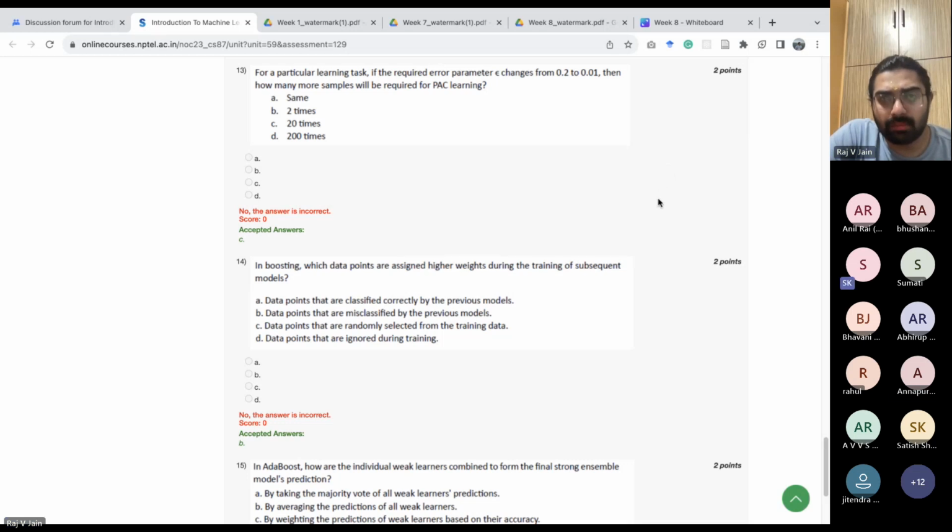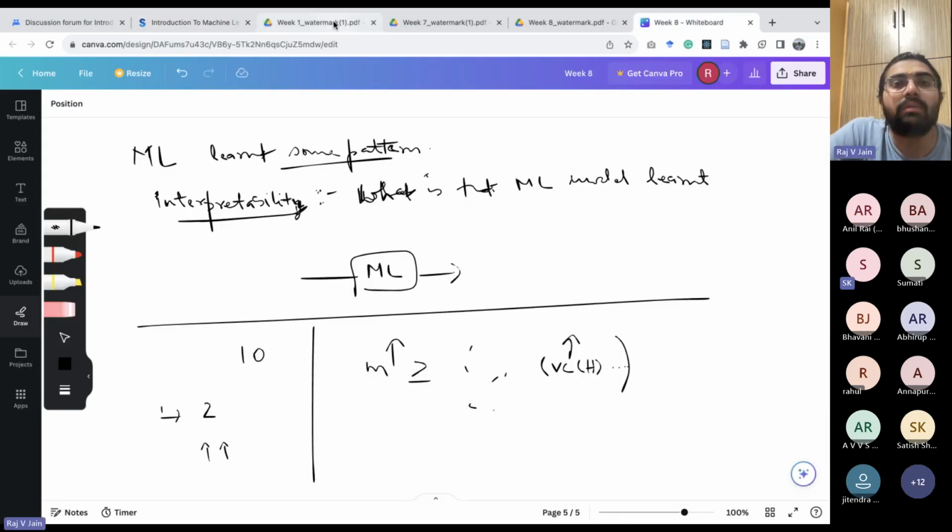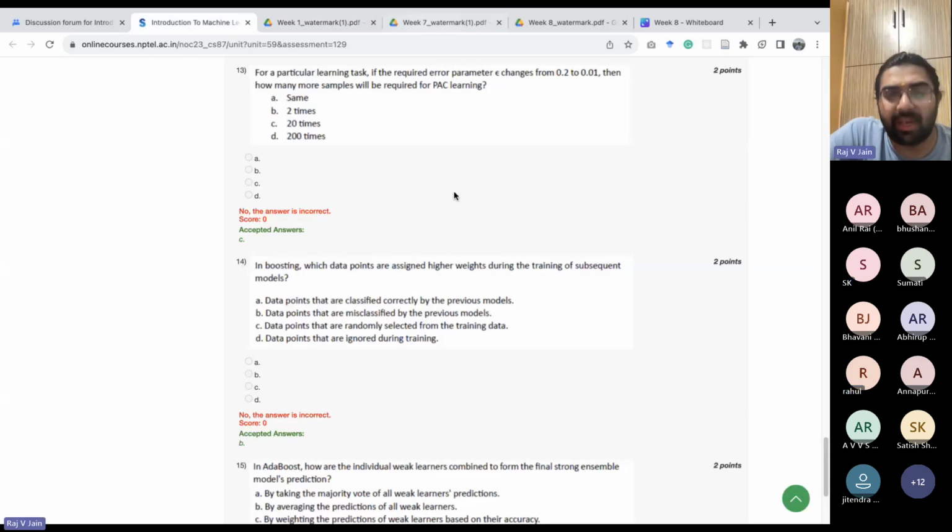Supposing 400 had been one of the 4 options, then what would the correct answer have been? The options are 1, 2, 20, and 200. If 400 had been one of the options, what would the correct answer have been? Why would it be proportional to 1 upon epsilon or 1 upon epsilon square? That's the question. It does not state whether it is a consistent or inconsistent finite hypothesis space. The only correct answer is 20 because that corresponds to finite consistent, but finite inconsistent corresponds to 400.